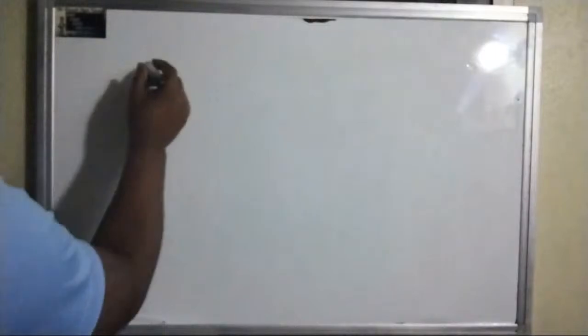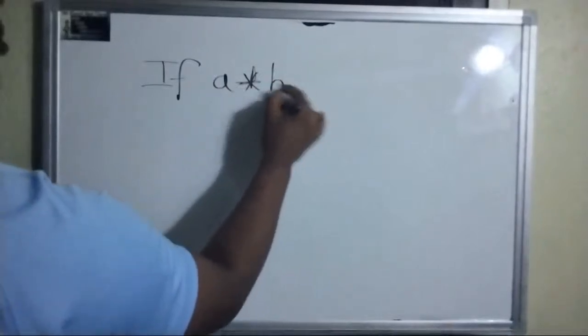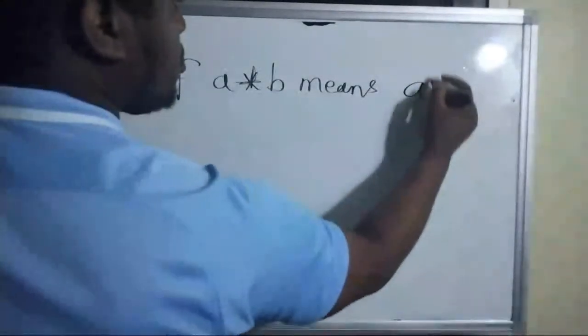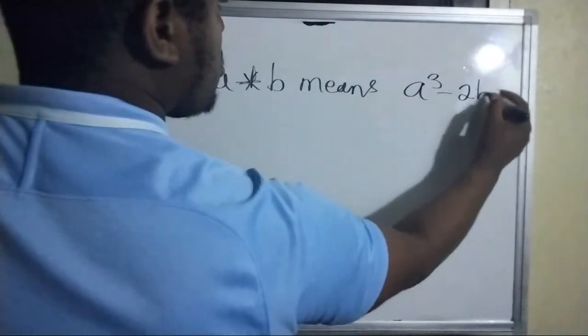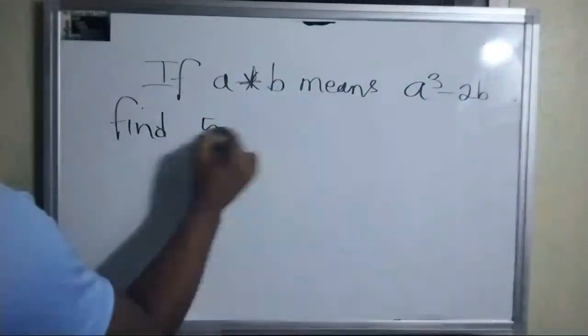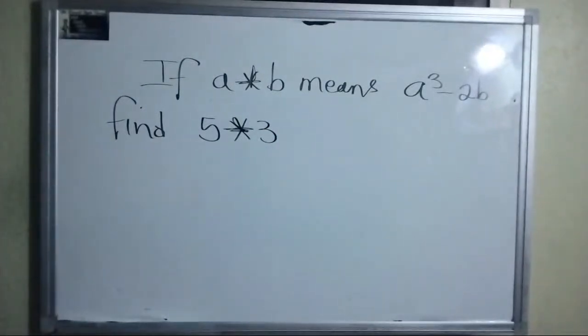Alright, so we could look at binary operations. If you just see it for the first time, don't worry about it, alright? I'm going to explain where these solutions come from. Alright, so go ahead and try that one, guys. If a asterisk b means a cubed minus 2b, find 5 asterisk 3. Just 3 minutes, because I want to explain it. So if persons don't know how to do that, at least they have an idea, alright?